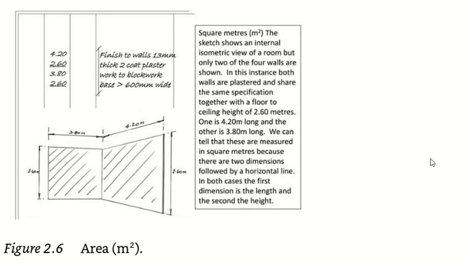And this one, what are the units here? Meter square. And this is now finishing to the walls. So we have two walls here. So the first of each dimension is the length, the second of each dimension is the height. Horizontal and vertical, right?